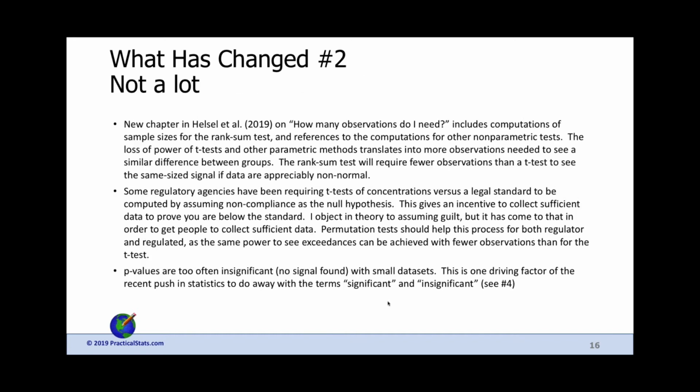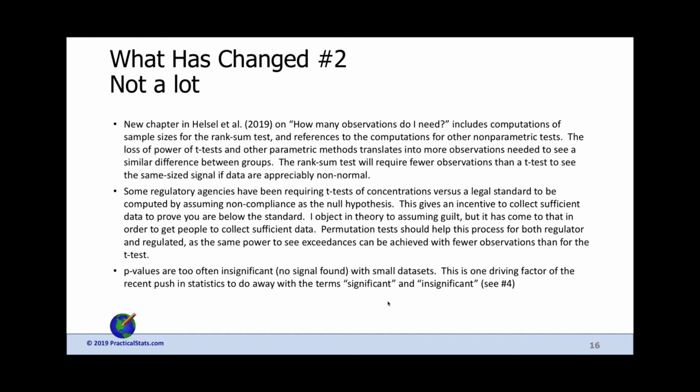So what has changed in this? Well, not a lot. A little. First, you could read one of the new chapters in the second version of the book, which is on how many observations do I need. And there Ed Gilroy looks at the power of tests and uses that to determine how many observations you need for non-parametric tests versus parametric tests when data are skewed, and shows that there are fewer observations needed for the non-parametric tests. So you can take a look at that when it comes out. That's one of the ways to get more power with the same amount of data, is to use a better test.